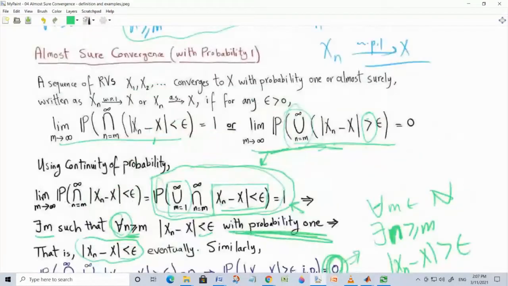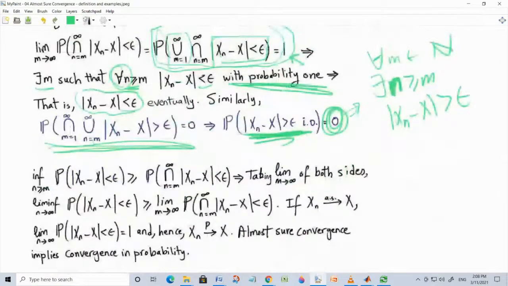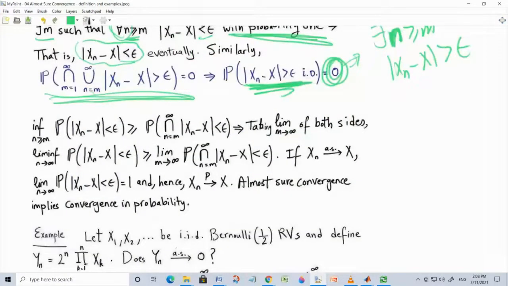Just by looking at the definitions, you feel like almost sure convergence is a stronger notion. And if there is almost sure convergence, then you are guaranteed to get convergence in probability. And that is true. So the next few lines are basically telling this story. Take the probability of this event: the intersection over n greater than or equal to m of the event that the distance between x_n and x is less than epsilon. You have an intersection here, right? When you have an intersection, this probability is less than or equal to that of any one of the events, and you may even take the infimum.